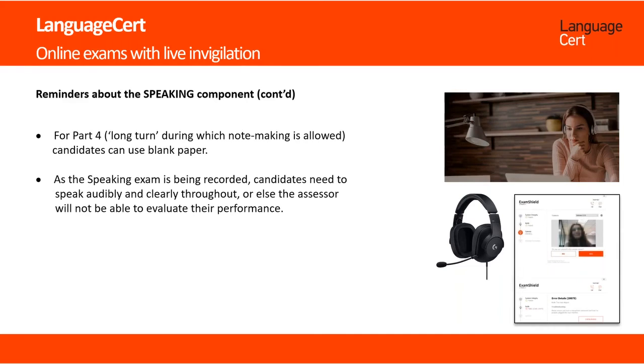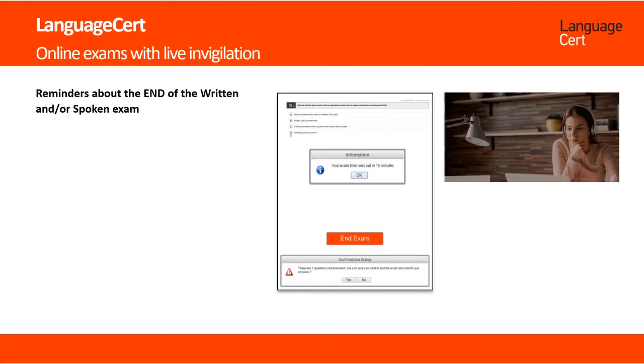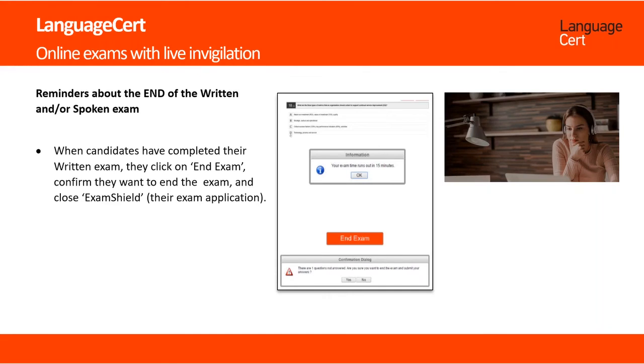There's probably one last detail left to be clarified: how candidates end the written or the spoken exam. So let's see. When candidates have completed their written exam, they simply click on End Exam, which they will find at the end of their exam under the last task they've responded to. Then they will have to confirm they do want to end the exam and close Exam Shield, which is the exam application.